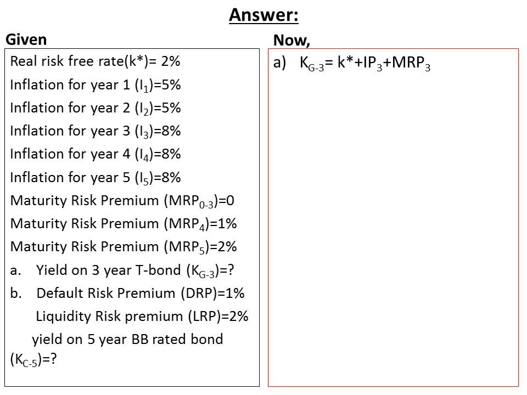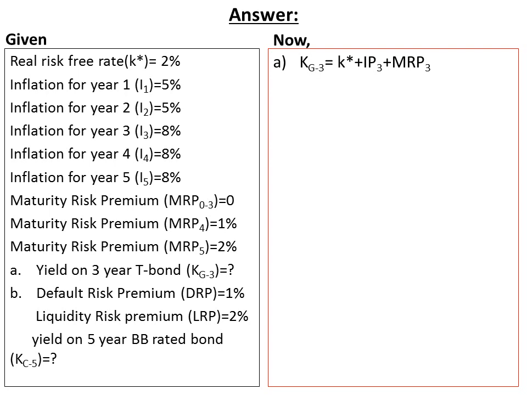Now KG3 equal to K star plus IP3 plus MRP3. This is our formula. Now you can put the value of K star, IP3 and MRP3.